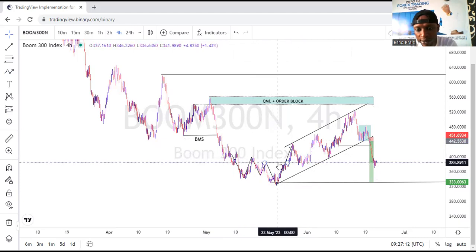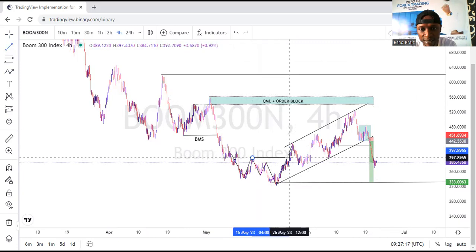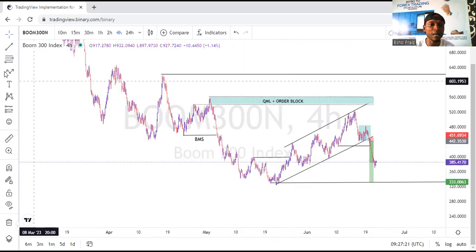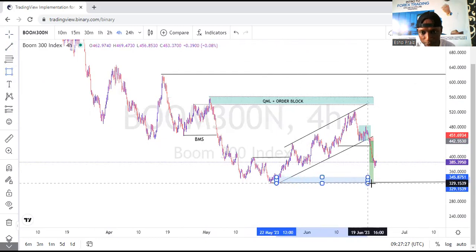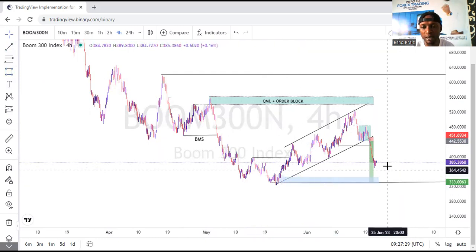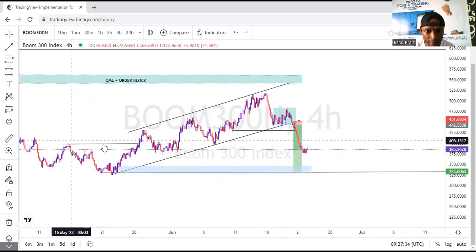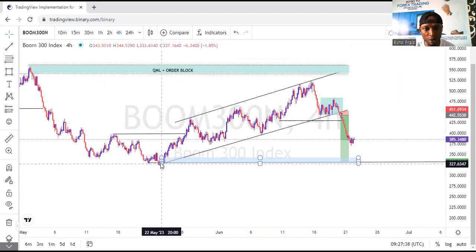Some people can use this high as their change of character, and that's not really bad. Understand? So now that's our change of character. Now we have an order block here. Right at this point, we have an order block there. Can you see? Let me scale down. Okay, you can see it. This is an order block. Can you see the order block here?